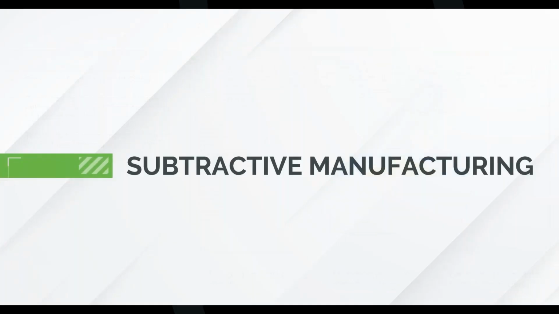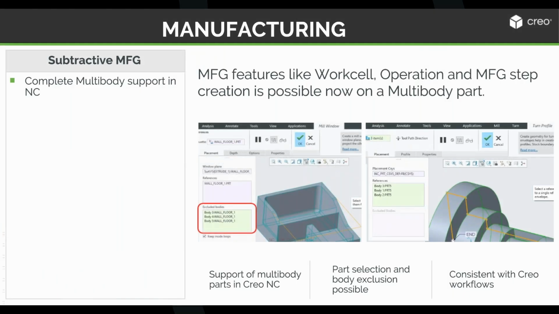Now, let us look at the Creo NC enhancements. First of all, Creo NC now has complete multi-body support. So practically, while programming or doing other operations like creating a mill window or turning profile, we can include or exclude bodies. So this opens up a new workflow inside Creo NC. We can now create faster, localized and focused programming, consistent with the rest of Creo.